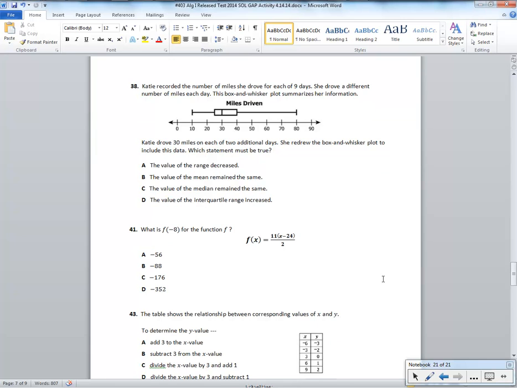The next one, miles driven. Again, this is a box and whisker, so refer back to the previous box and whisker problem. Again, it's minimum, Q1, median, Q3, and maximum.